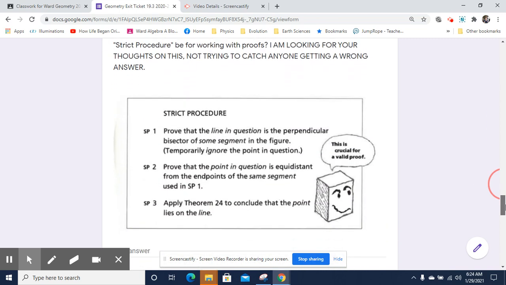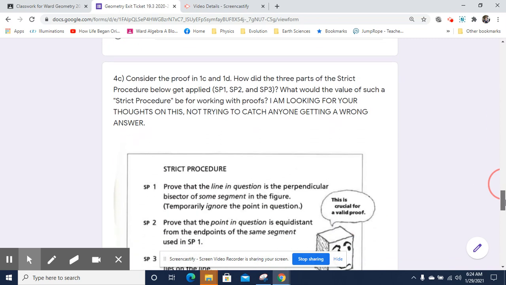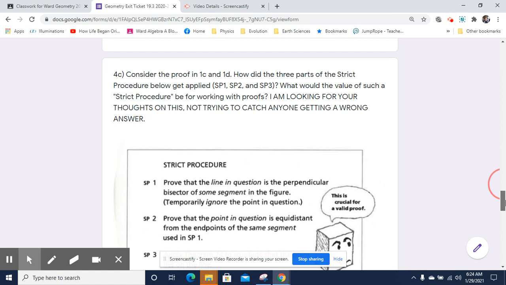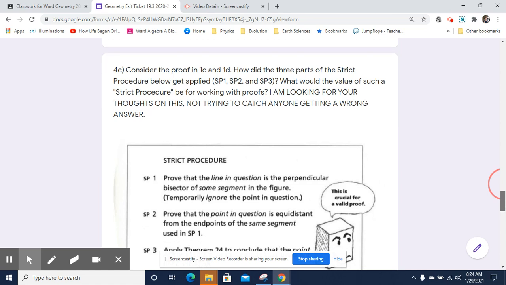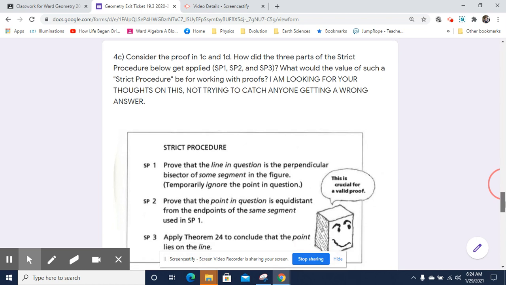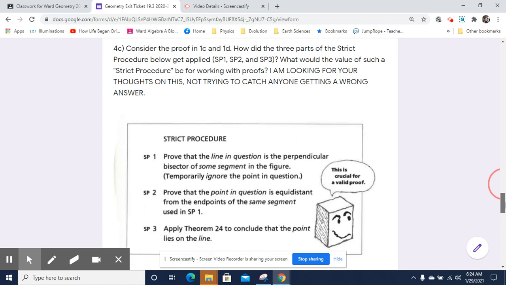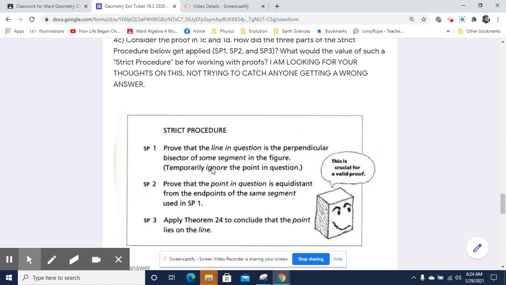Now, the last question says, okay, consider the proof in 1C and 1D. That should actually say 4A and 4B. I will have to fix that. How did the three parts of the strict procedure below get applied? They're called SP1, SP2, SP3, strict procedure 1, 2, and 3. How did they get applied? I'm really looking for your thoughts on this, not trying to catch anyone getting wrong answers, but I will say a few things about it.